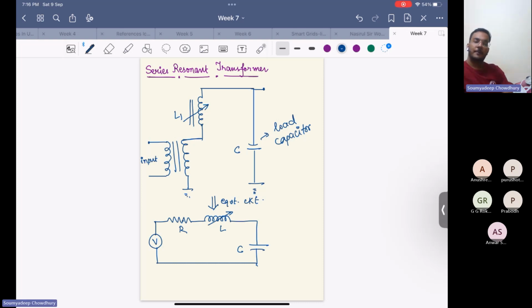Mr. Purushottam, can you tell? Sir, no, sir. I don't have idea. Resonance condition, you don't know? No, sir. Sir, is it omega L is equal to 1 by omega C? Yes, it is correct.